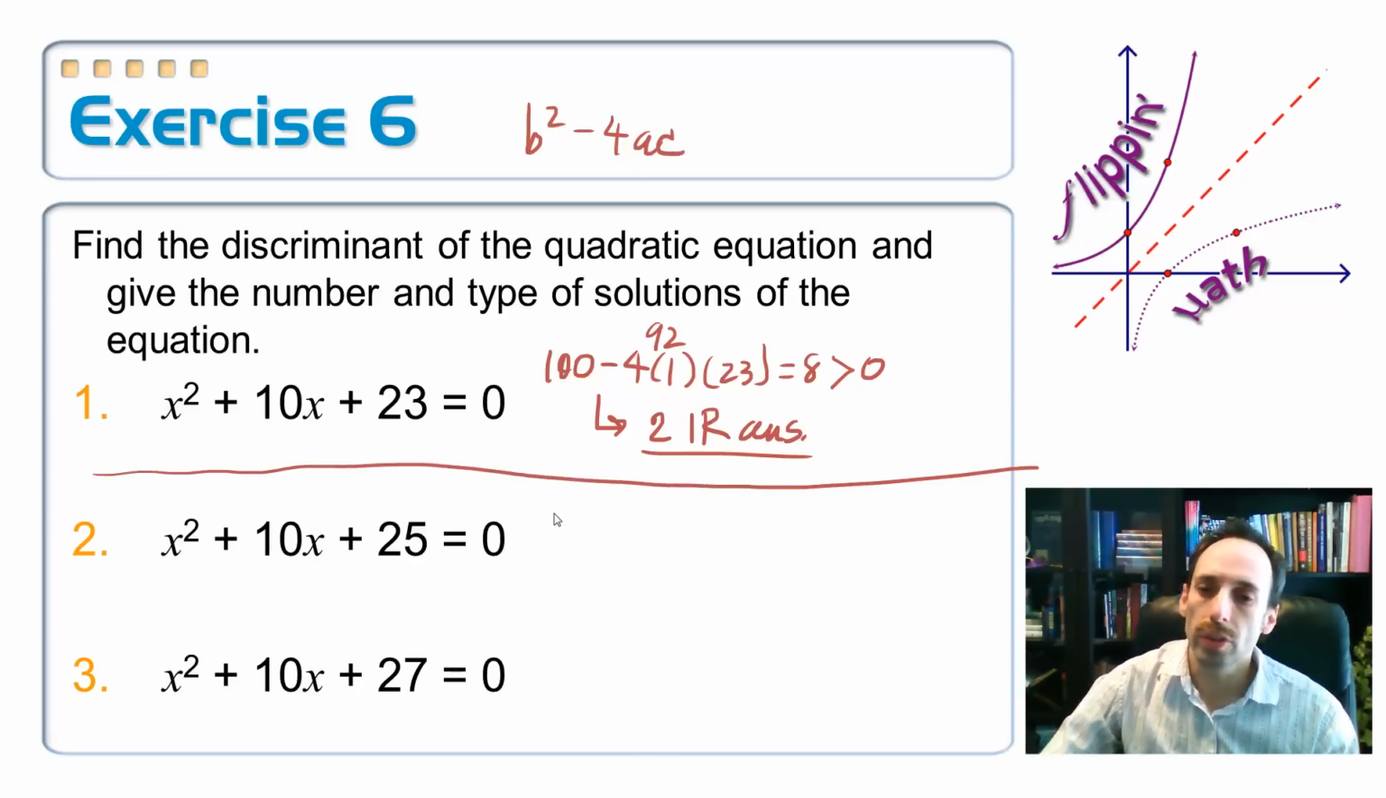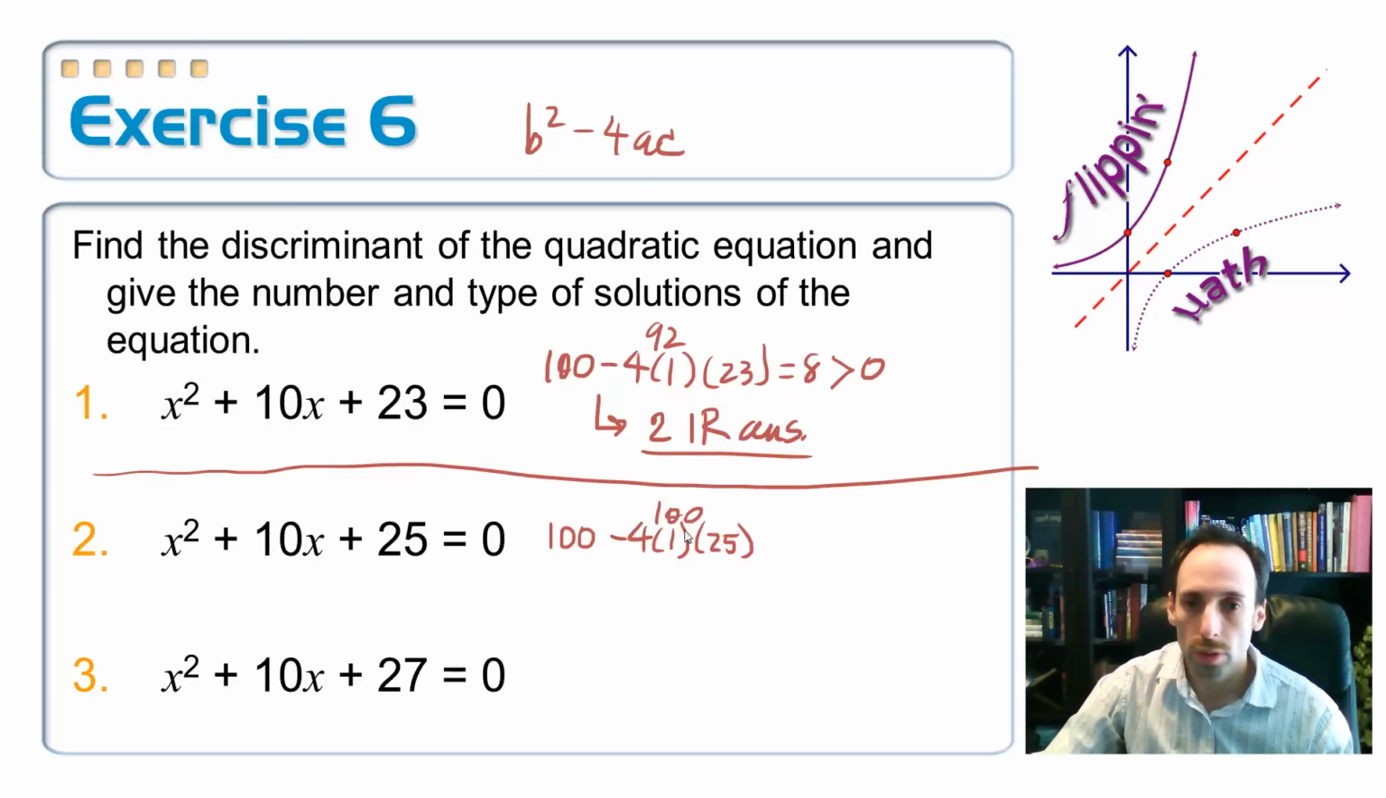Notice that the equation is almost exactly the same, except now I have 25 for my c. So b squared is 100 minus 4 times 1, again, this time times 25. 4 times 25 is 100. So now 100 minus 100 equals 0. This means the square root is going to disappear, and I only have 1 real answer.